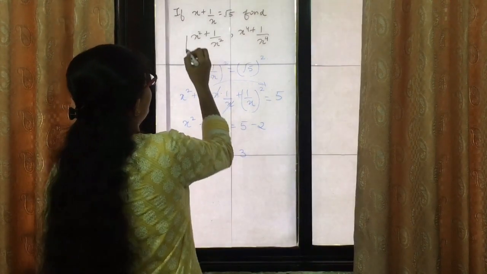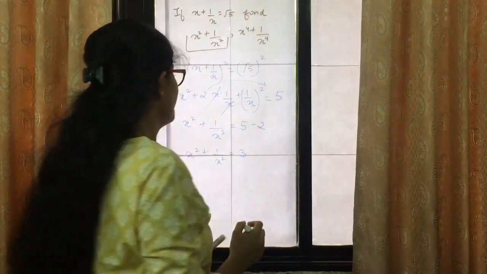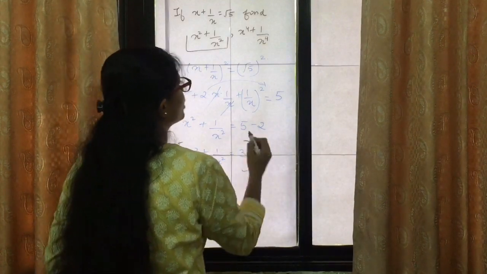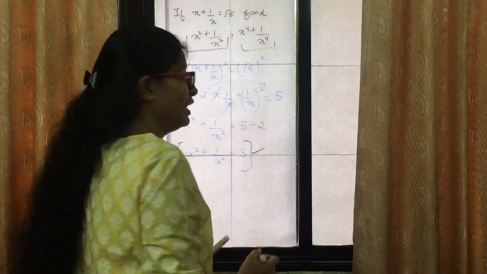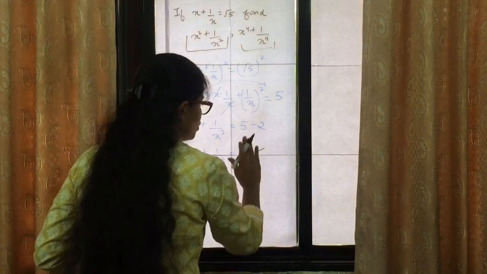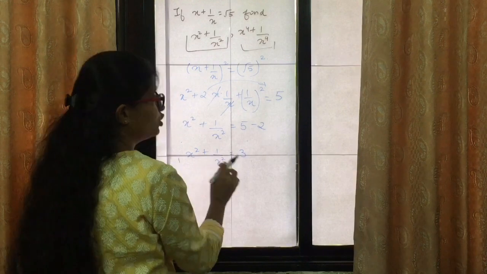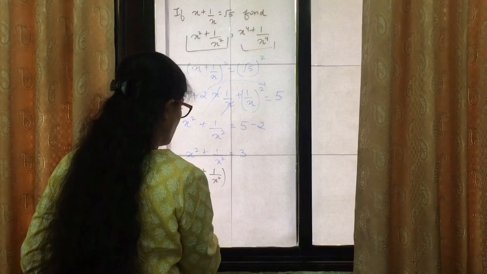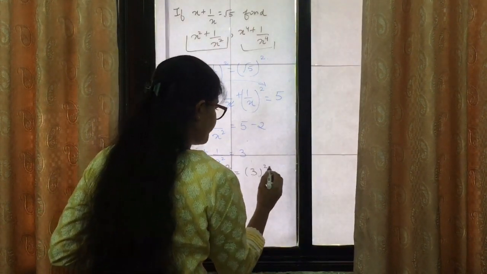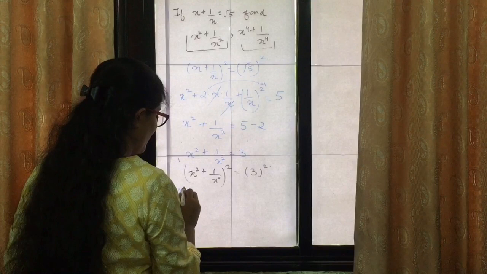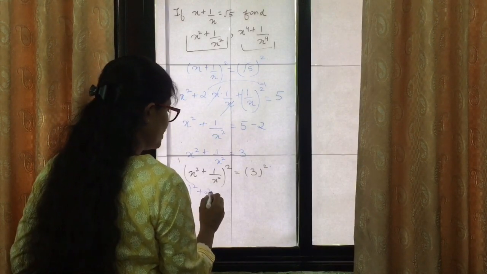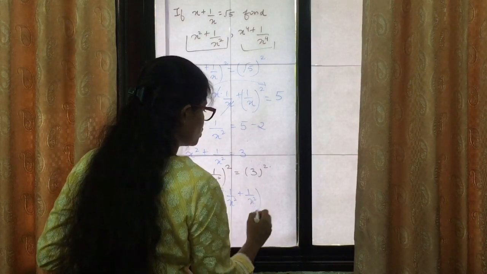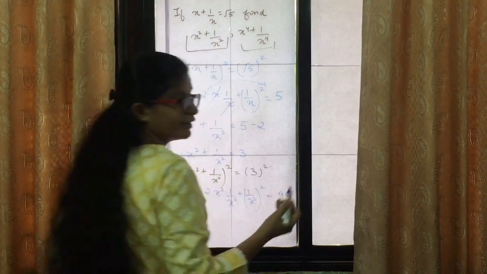तो हमारा पहला जो हमको पूछा गया था वो हमको मिल गया. So that is nothing but 3. अब क्या करेंगे, ये कंडीशन को यूज करके हम ये वाला सम निकालेंगे. Let's see how. If I square on both the sides, (x square plus 1 upon x square) whole square is equal to 3 square. So if I square it, it will become (x square) whole square plus 2 into x square into 1 upon x square plus (1 upon x square) whole square is equal to 3 square, which is nothing but 9.